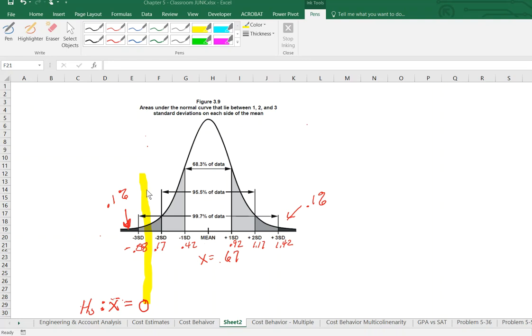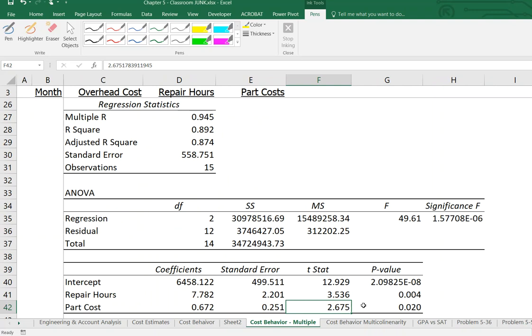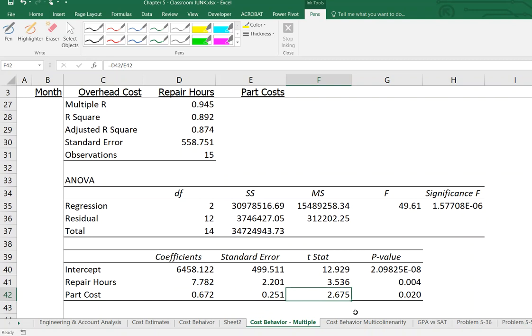So notice, our null hypothesis is that the true coefficient is 0, and 0 falls somewhere in between minus 3 and minus 2 standard deviations away, which is consistent with our regression results, because if we took our slope coefficient of 0.67 and we divide it by our standard error of 0.25, that's where we got our 2.675 standard errors away.